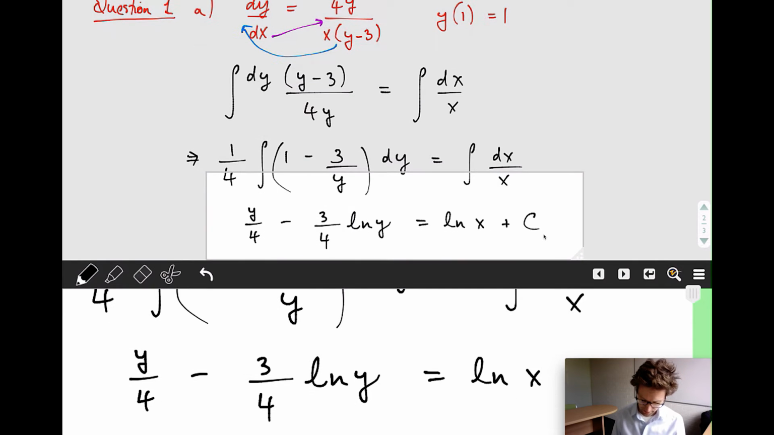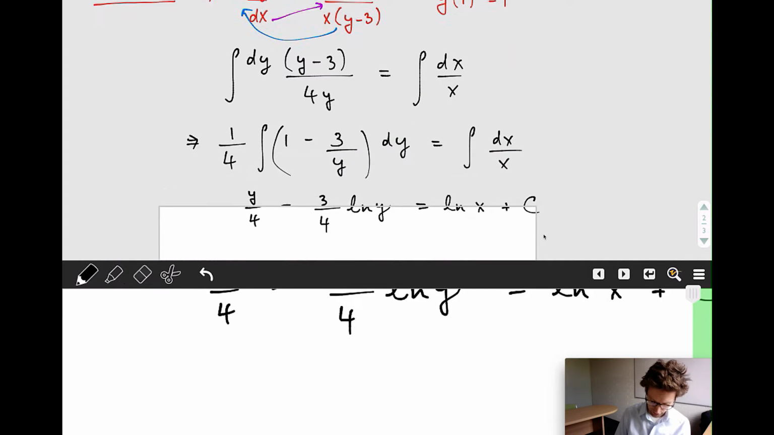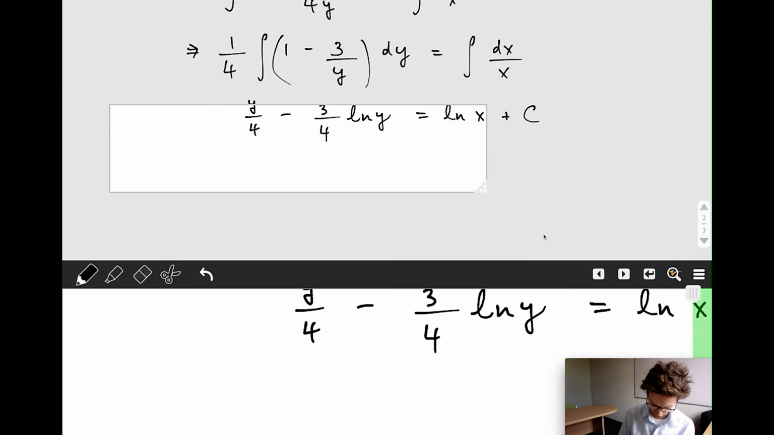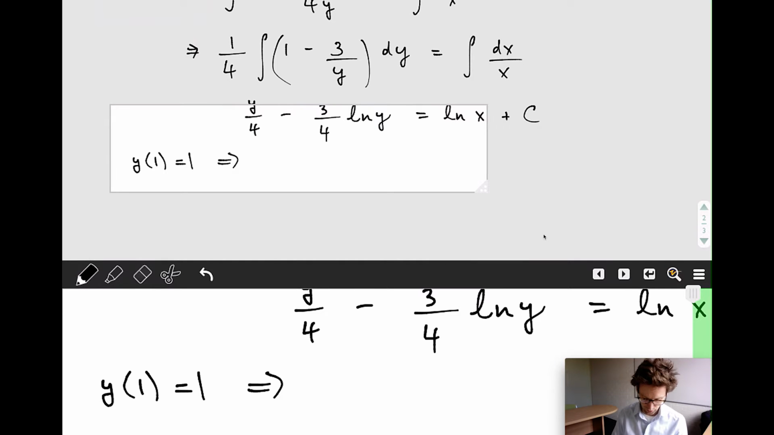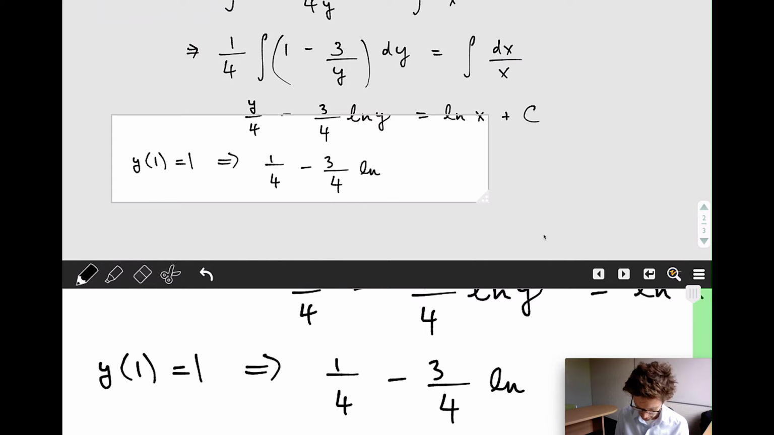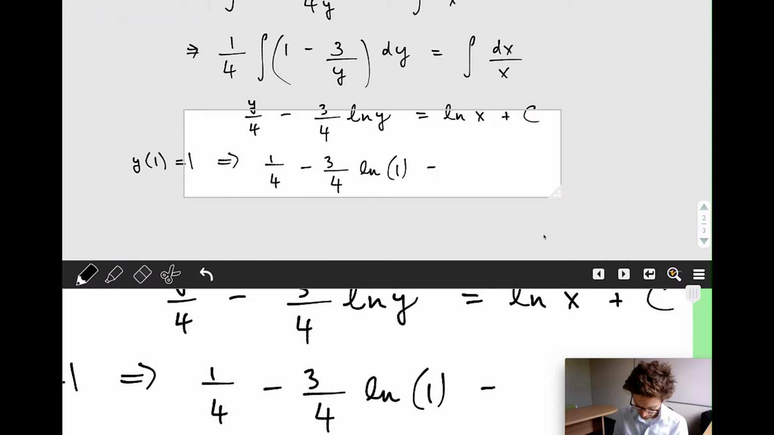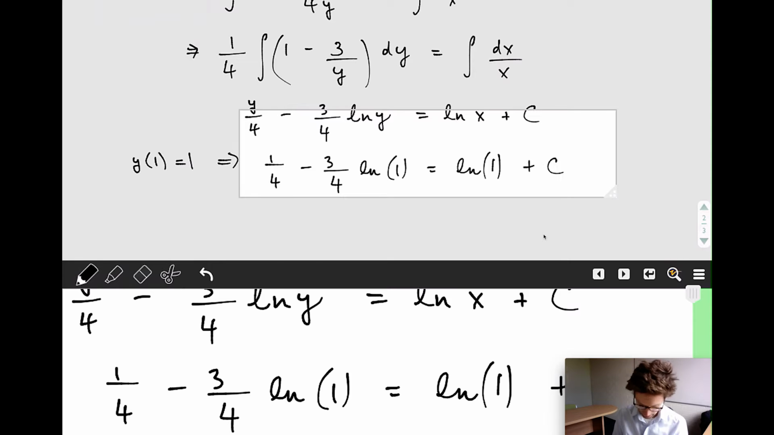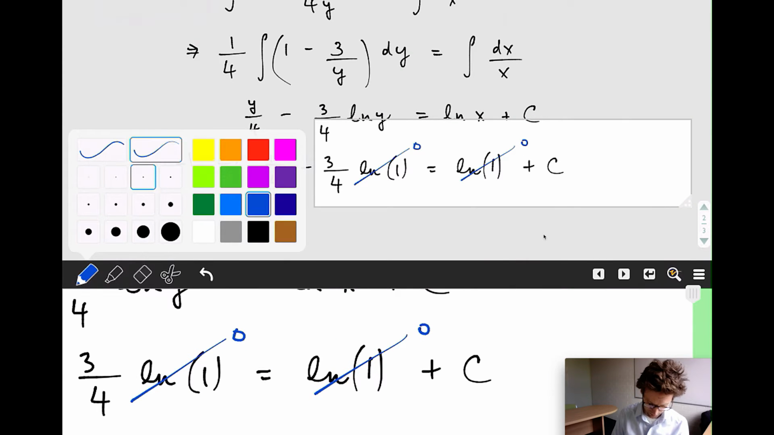Alright, so now I still have to figure out what that constant is, and to do that I'm going to use my initial information. So using the fact that when x is equal to 1, y is equal to 1. So that's substituting in x equals 1, y equals 1 everywhere. We get 1/4 minus 3/4 of the natural log of 1 equal to natural log 1 plus c. And of course, log of 1 is 0. So I'm left with c is equal to 1/4.